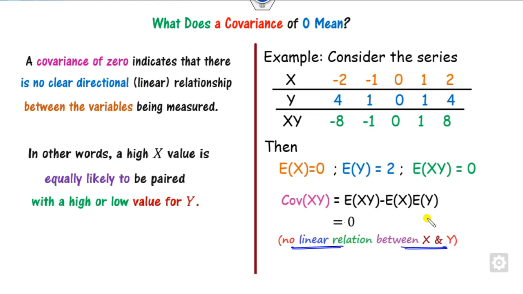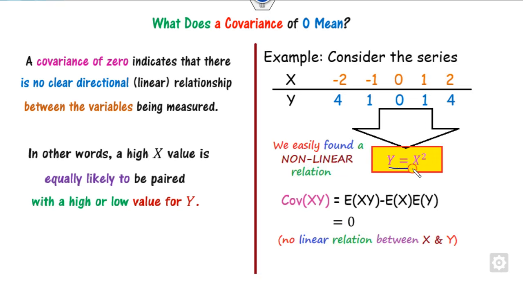Is there any non-linear relationship between them? If you look at this x and y, you can clearly see that y is nothing but x squared, which is a non-linear relation. So one of the most important points is that covariance 0 means there is no linear relationship. It may have a non-linear relationship, which you can see here.